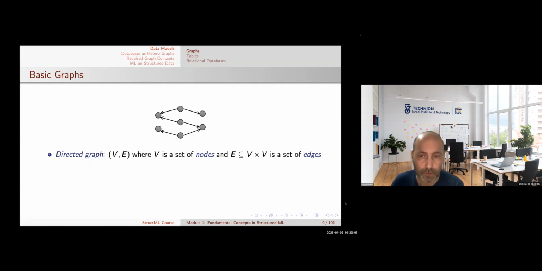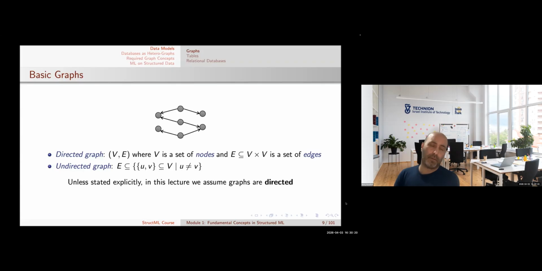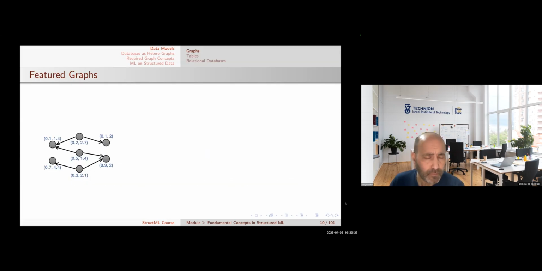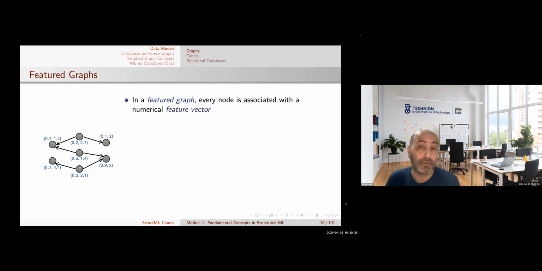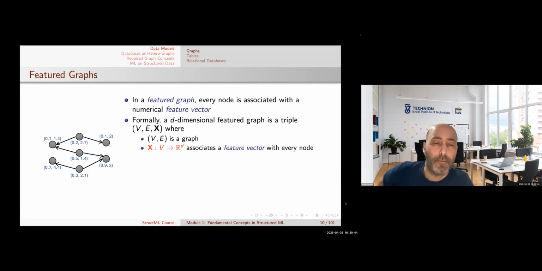So this is a directed graph, and if it is undirected, then every element of E, every edge, is a set of two nodes different from each other. If I don't say explicitly undirected graph, then I mean directed graph. One type of graphs that we look at are featured graphs. These are graphs where every node is associated with a feature vector, a numerical feature vector, like in this figure here.